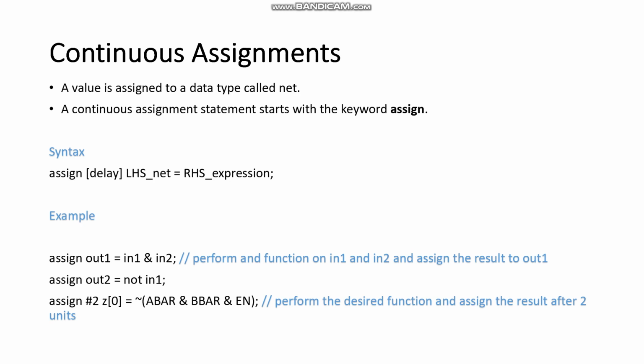For example, here the output is out1 equals in1 and in2. We perform the function of in1 and in2 and assign the result to out1. Likewise for NOT, we invert that function and assign #2 to z[0]. The #2 is the delay, meaning it can hold for some amount of time, here 2 milliseconds.